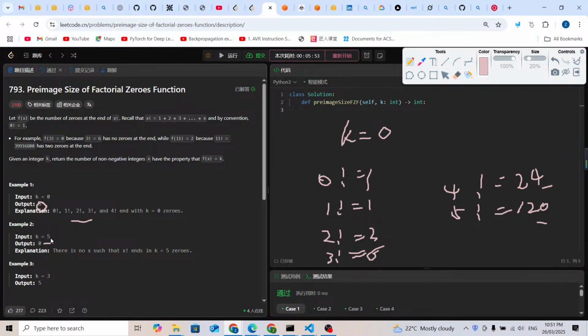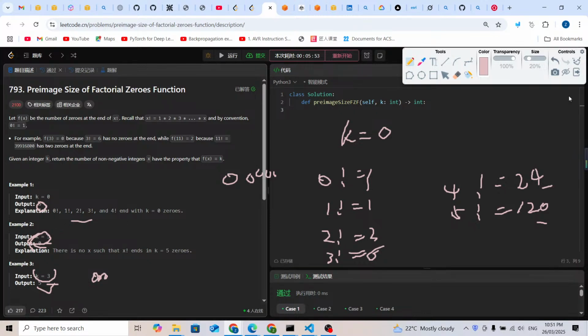What about k equal to 5? This is something really strange. If we need 5 trailing zeros, we cannot find any number, so the answer is 0. What about 3? If we need 3 trailing zeros, we can find 5 numbers. It's really difficult to imagine and find such examples.